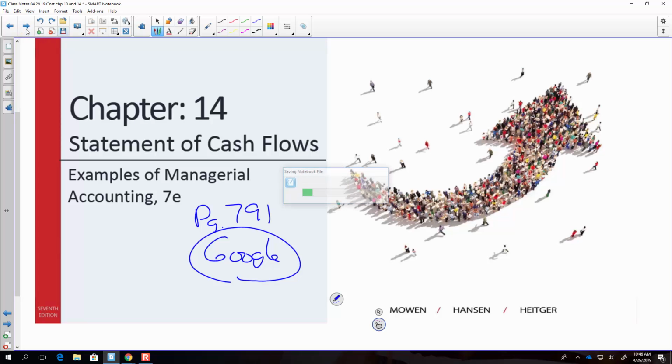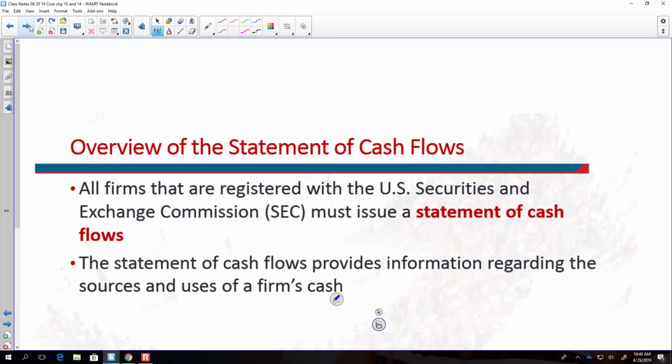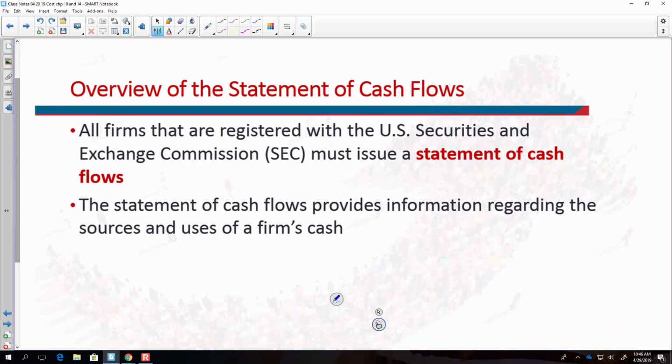So if you get a chance, read that Google article. It's very interesting. And their growth rate has been triple digit. And when you're growing that fast, cash is even harder to keep up with. So something to think about. I always had more cash when our sales were going down than when they were going up, just due to the timing of it.